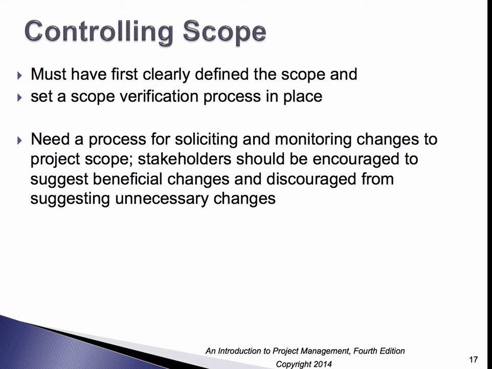To control the scope, you have to first have a clearly defined scope, that's what your scope statement is for, and set a scope verification process in place so that you're actually seeing the scope fulfilled in the process of the project. You need a process for soliciting and monitoring changes to the scope. Stakeholders should be encouraged to suggest beneficial changes and discouraged from suggesting unnecessary changes.